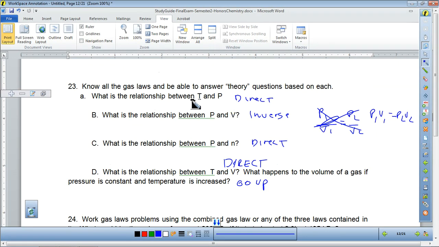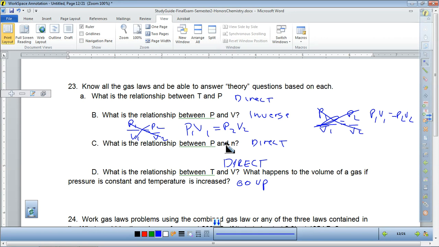Relationships. The relationship between temperature and pressure is a direct one. This is really easy. All of them are direct except for pressure and volume. I can't tell you how many people on the test told me that P1 over V1 equals P2 over V2. That's not right. It's the only one that is P1 times V1 equals P2 times V2. So remember that. All the others are direct relationships.